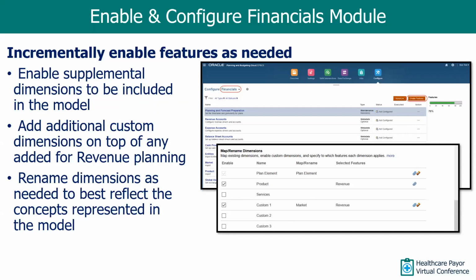You can add in your line of business. You can add in a department dimension. So you can add in your custom dimensions. And my recommendation is: add it if you need it, right?